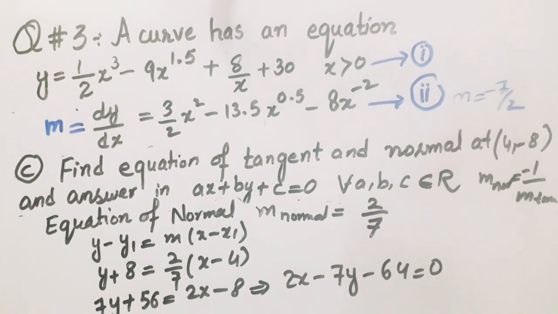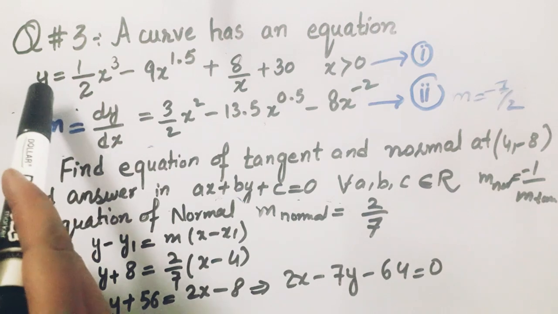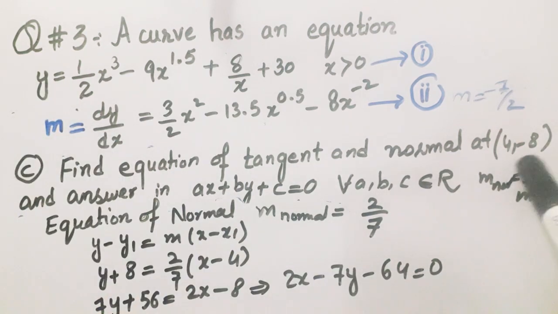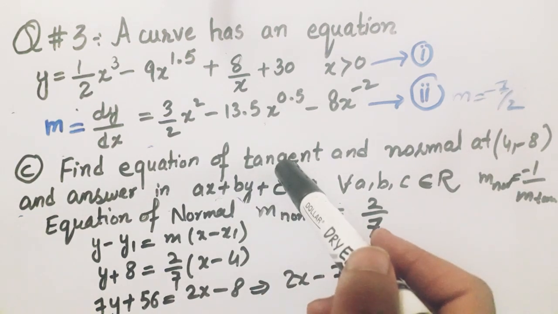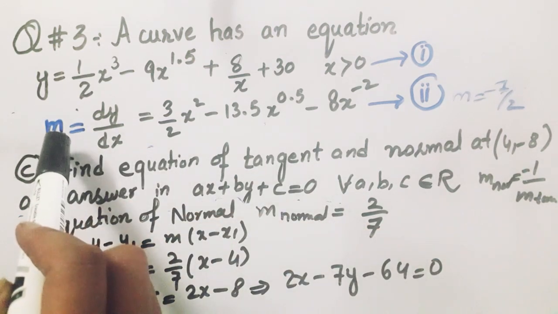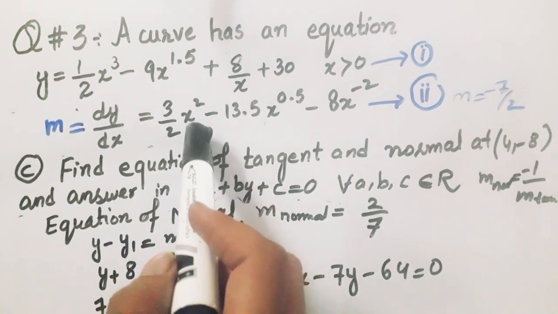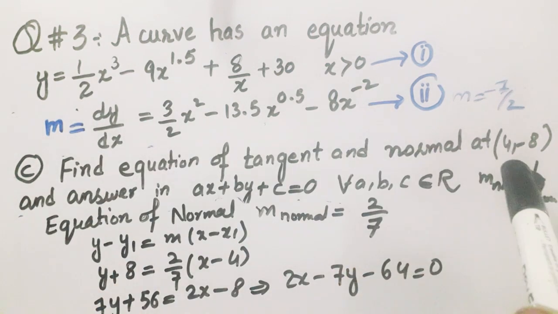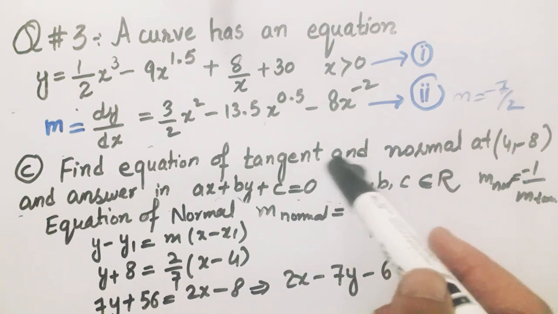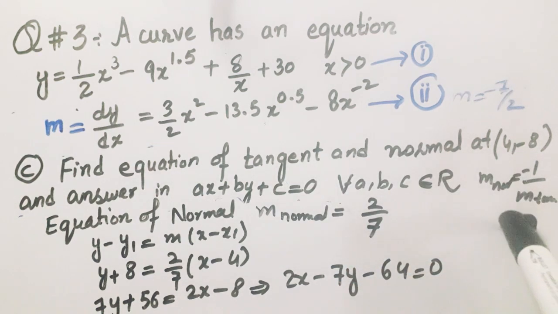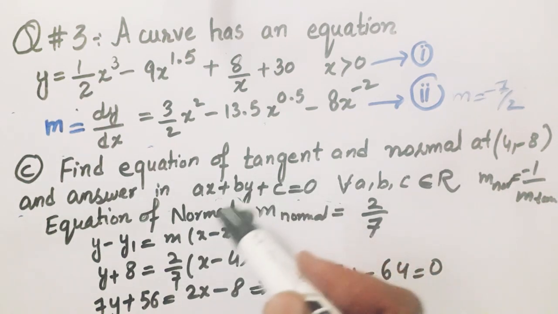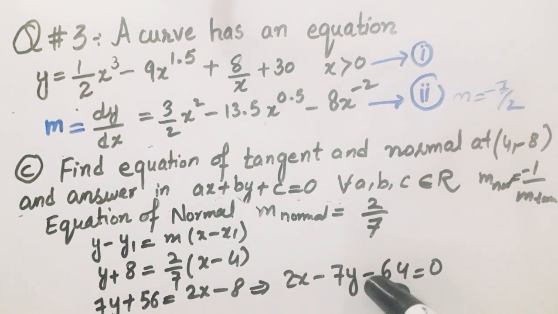I hope you understand easily how we have solved this question. First of all, we find dy by dx. Then we have to prove that the point 4 and minus 8 lies on this curve. Then we find the equation of tangent. For this purpose, we find the value of m. M is found by substituting x equal to 4, and then we get the equation of tangent. After tangent we can easily find the normal, that is the reciprocal of tangent. Then the equation of normal will be the same as the equation of tangent, but the value of m is changed. So we get both the answers.